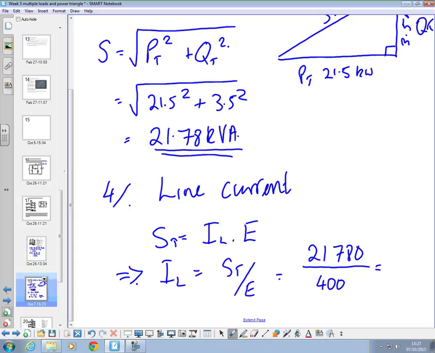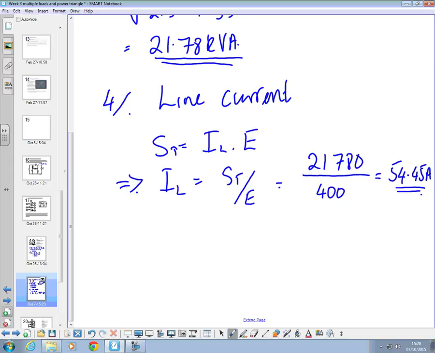Notice I had to pull it out of the kVA, or multiply it by 10 to the 3, to do that calculation, because we've got to be in the same multiple. That comes out to, I made it, 54.45 amps. Right, all follow that? Yeah.